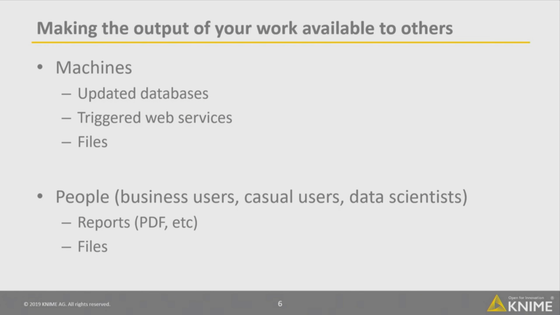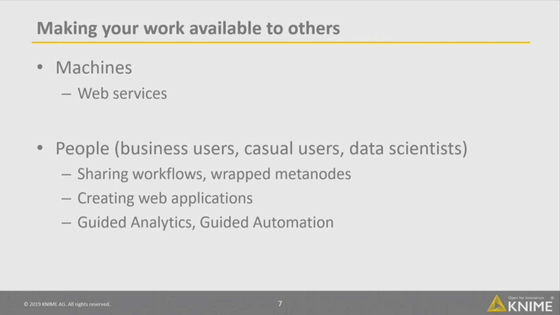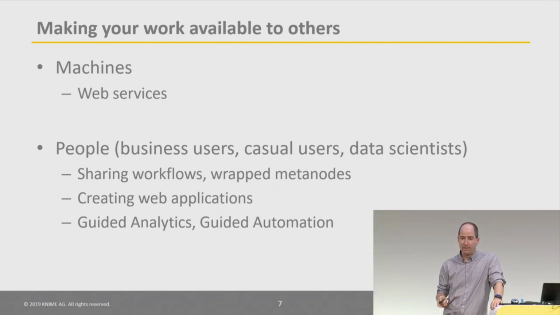The work itself, the workflow that you do, you can also make that available. For machines, that's talking about web services. So machines call web services and use them in other applications. Or people. So people may be sharing workflows or wrapped metanodes. People may be creating web applications like what I showed you before. Or they may be using guided analytics or guided automation examples. And you'll hear more about guided automation in the last talk of this session today.